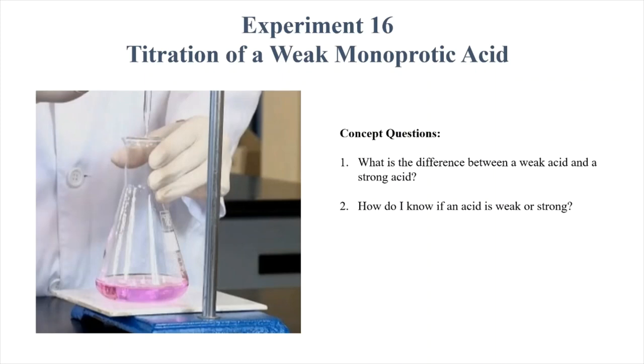Now, what we're going to be doing today is using a different method for conducting the titration, where we use a pH meter. And in this case, we're actually going to obtain the full titration curve, where we measure the pH as a function of the volume of the titrant that's added. And then we're going to visualize that curve. So now let's start with some concept questions.